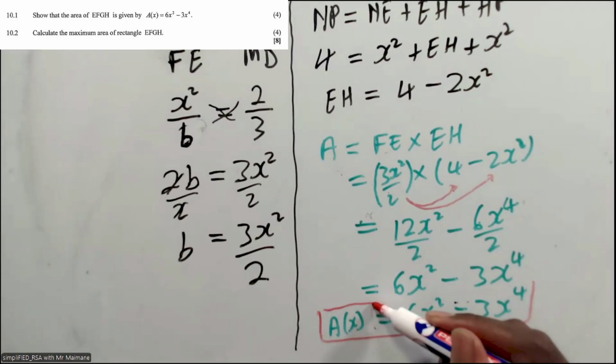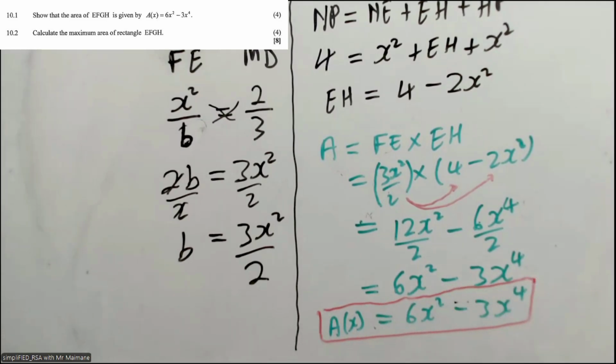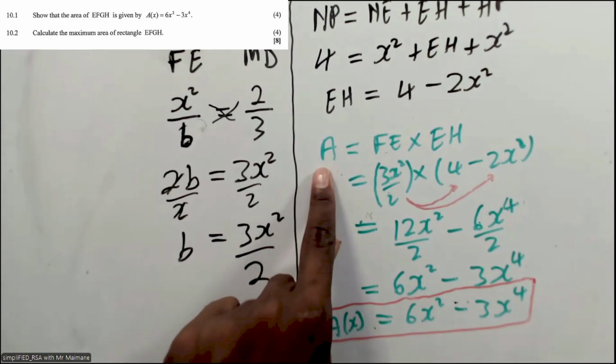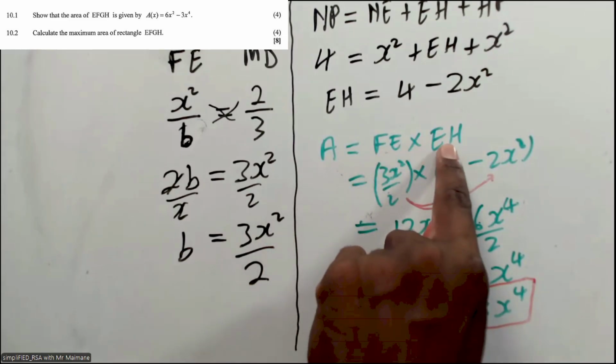So there we go. We have it. But the keyword was just to know that for area, it's length times the breadth.